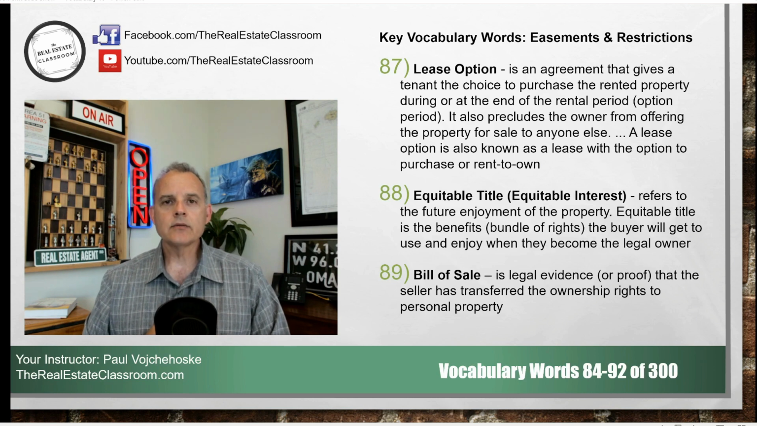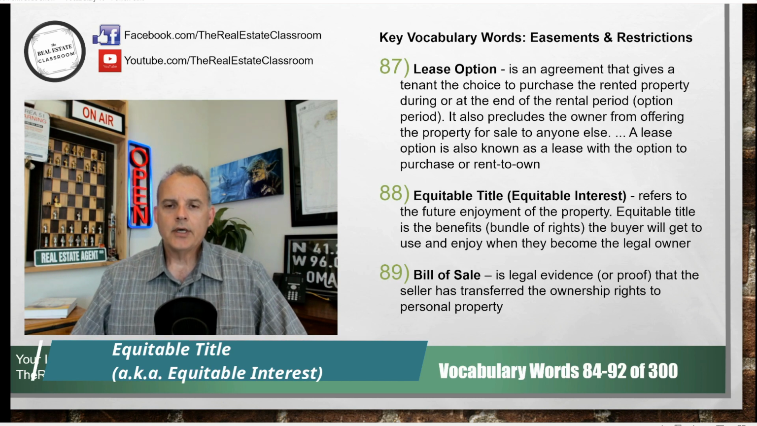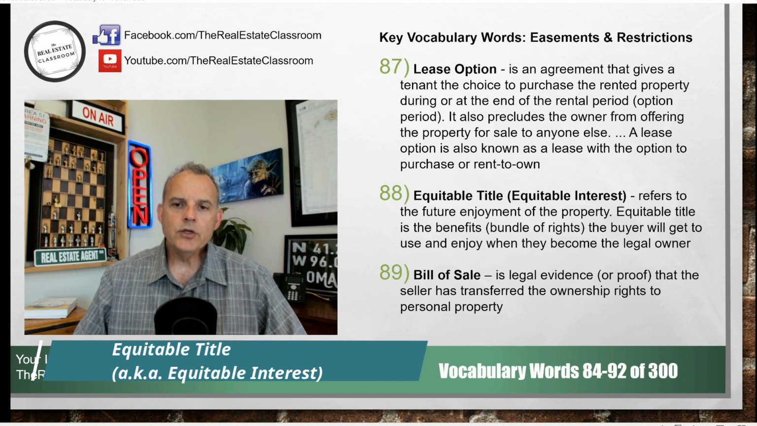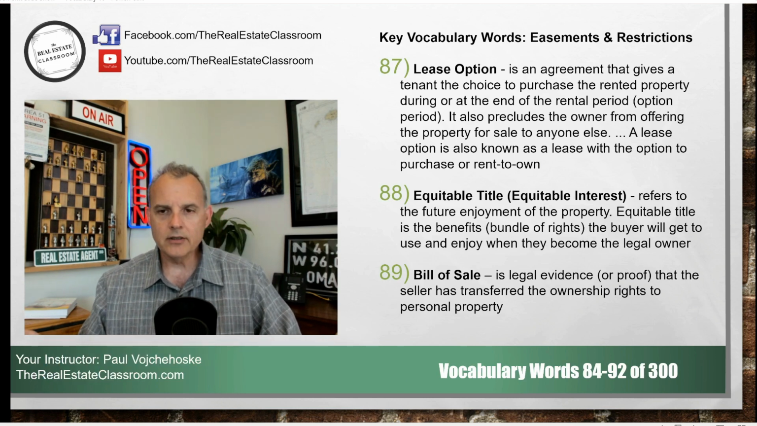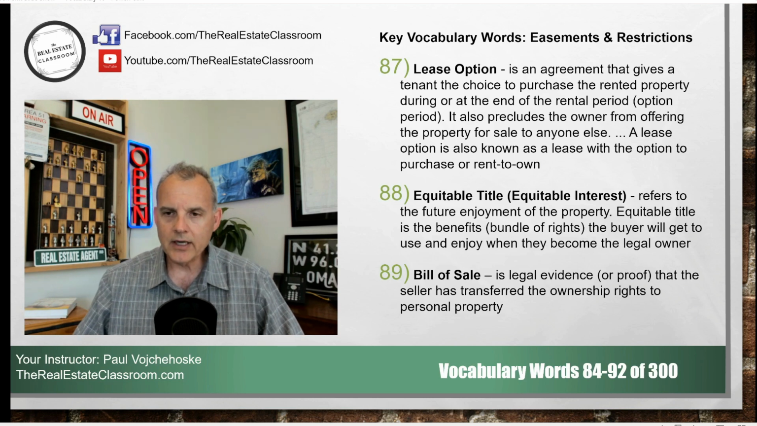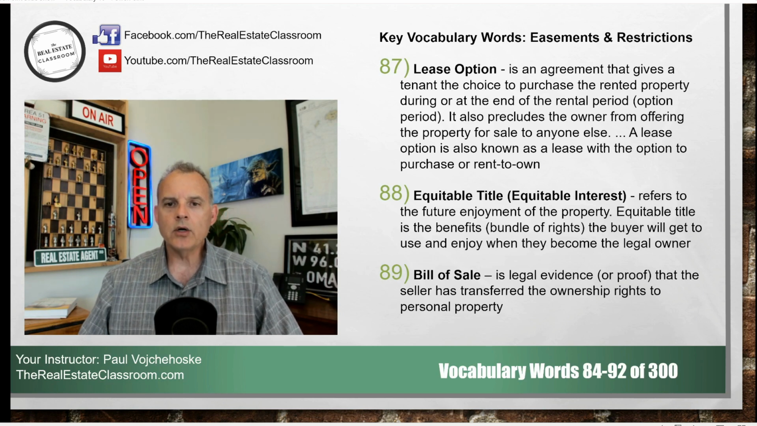Number 88. Number 88 is equitable title, or sometimes known as equitable interest. Equitable title refers to the future enjoyment of that property. Equitable title is the benefits, what we call the bundle of rights. I did a video on bundle of rights that a buyer will get to use and enjoy when they become the legal owner.